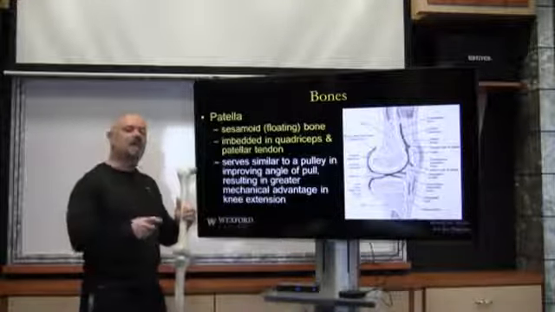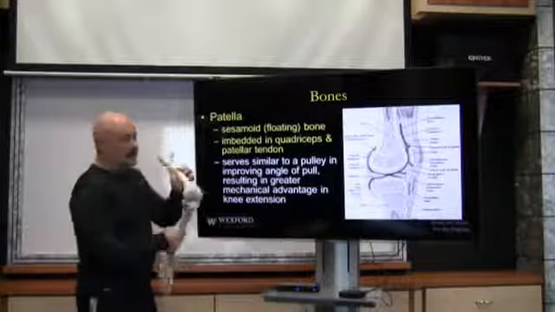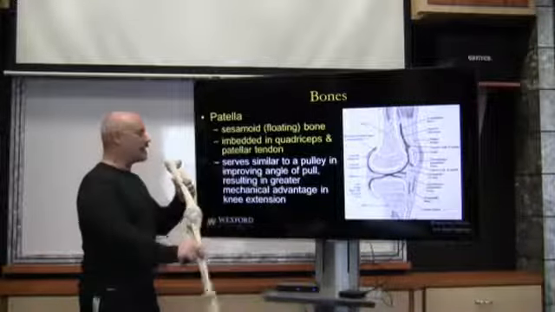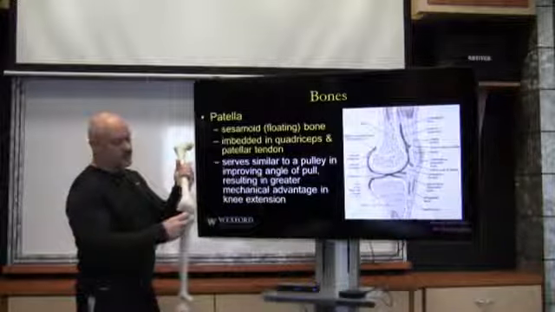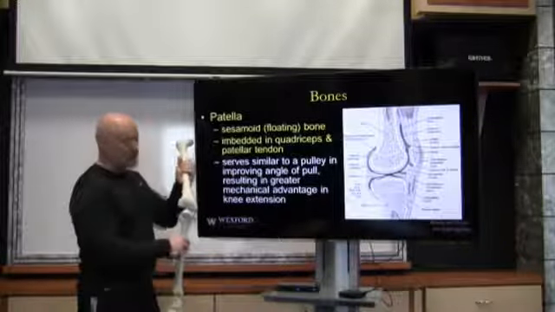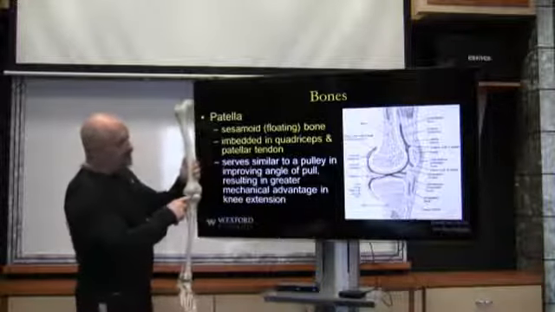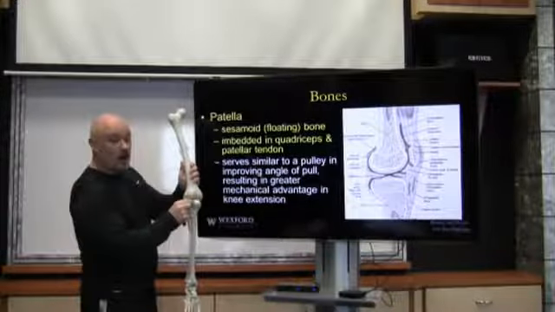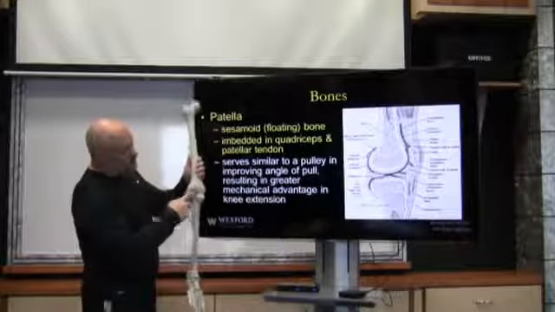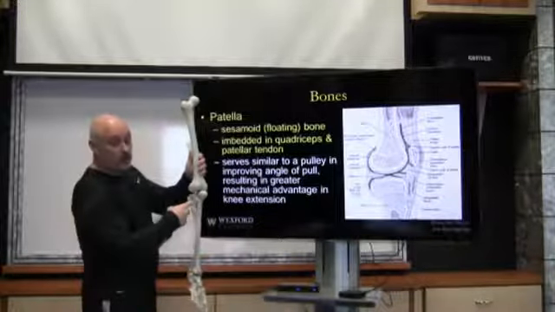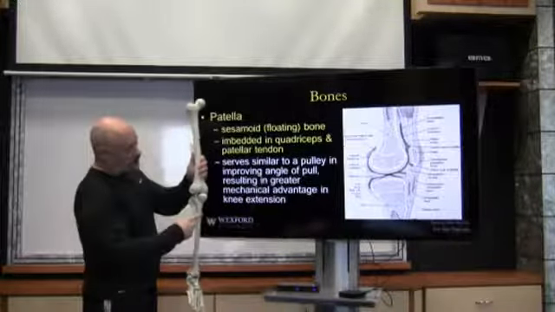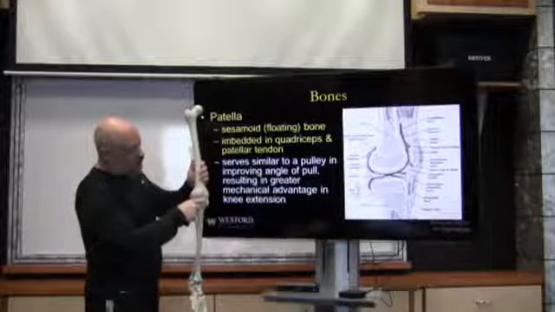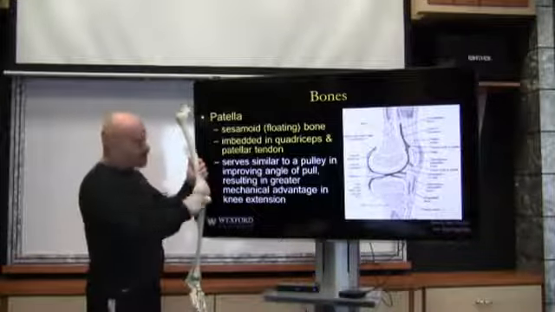It serves as a pulley system. So when the quads shorten, they pull on the tibia and extend the leg. Now, the patella is a bone there that increases the moment arm of the quadricep. If this wasn't there, it'd lay almost flat with the femur and the tibia. Now, if you put this in there, the quadricep muscle actually has to go around this, and what it does is help increase the moment arm.